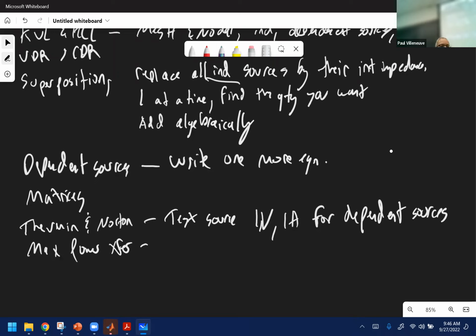But superposition, Thevenin and Norton, max power transfer: if we would just do KVL and KCL, you could do everything you needed to do with just those. But those other formulas actually will make your life easier. Thevenin and Norton in particular will really make your life easier when you get into the senior level classes.